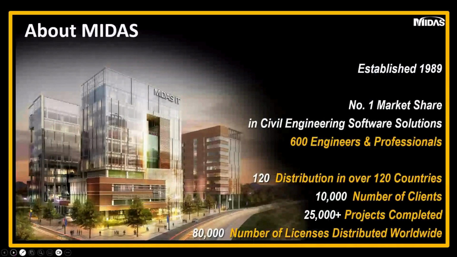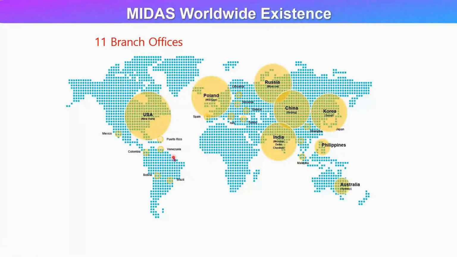So now let's have a brief idea about MIDAS. Okay, so MIDAS was established in the year 1989, and we have the number one market share in civil engineering software solutions. Okay, our headquarters is in South Korea, and we have 11 branch offices across the globe. Okay, so we are located in India, and we will be assisting clients that are in Africa, Middle East, and India, and along with that, most of the English-speaking countries.